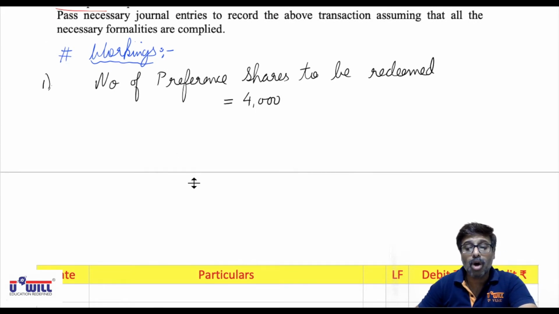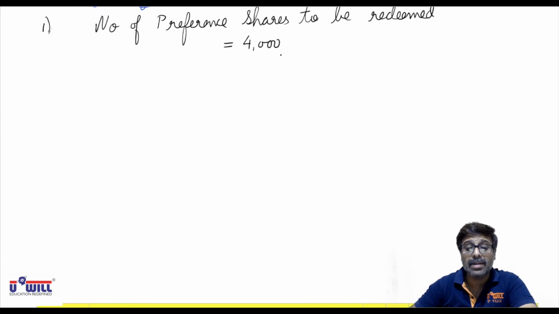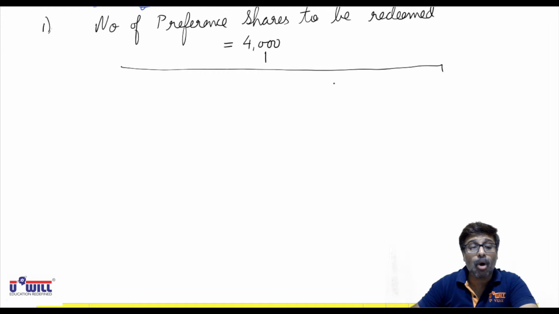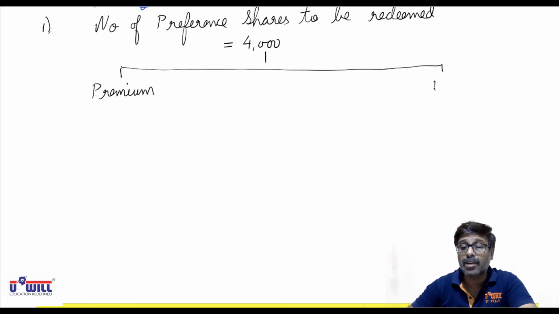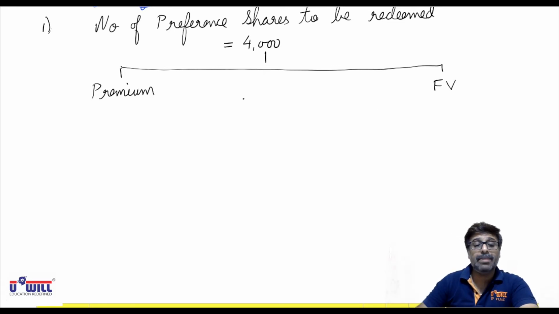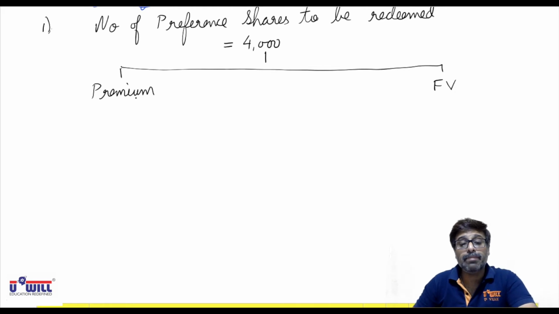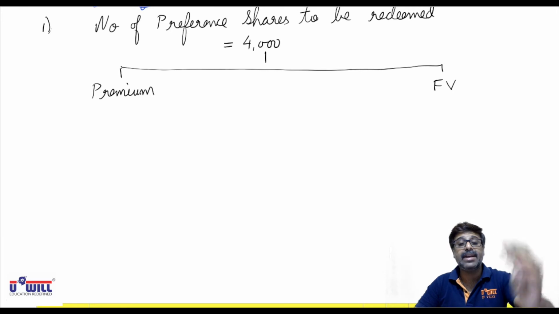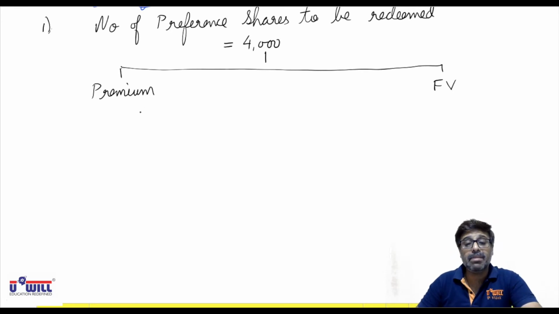Now, you always divide this in two parts in all the questions. In the first part, you take premium on redemption of preference shares, and in the second part, you take face value. Why do you take the premium first? Because in premium, we can use securities premium account as well as P&L account. First priority, we will use securities premium account to write off the premium on redemption.